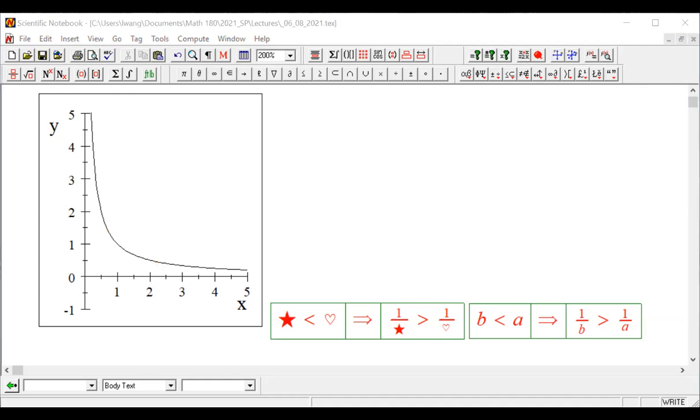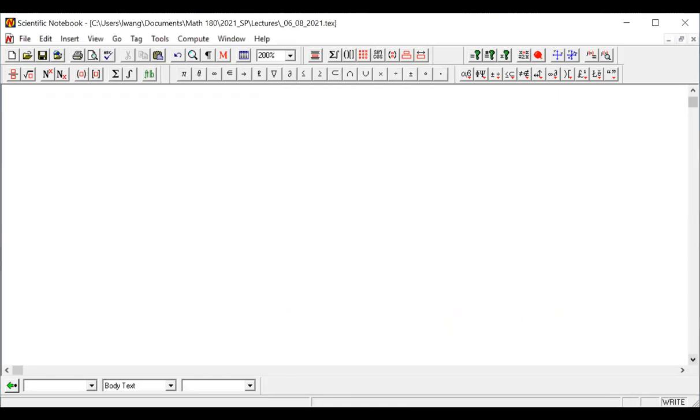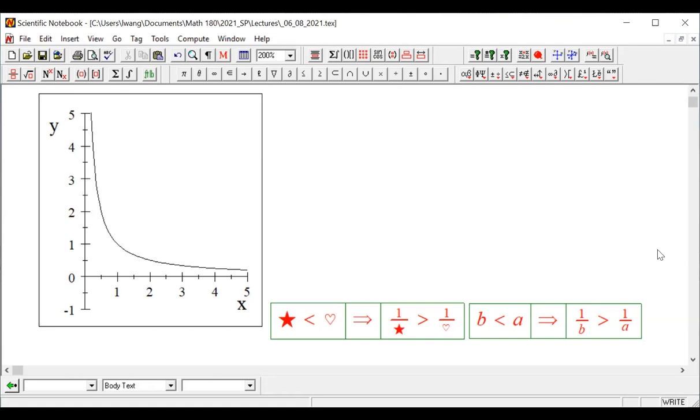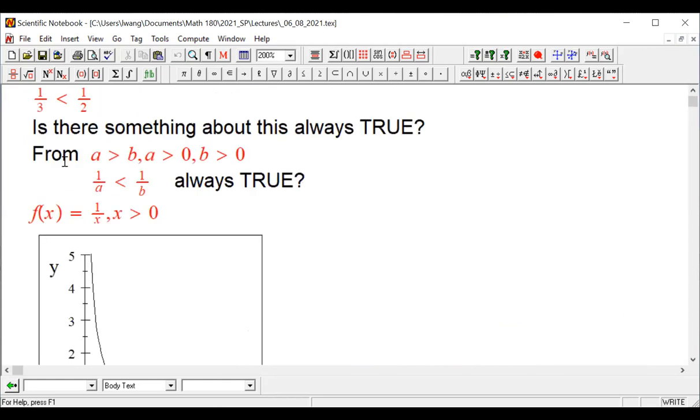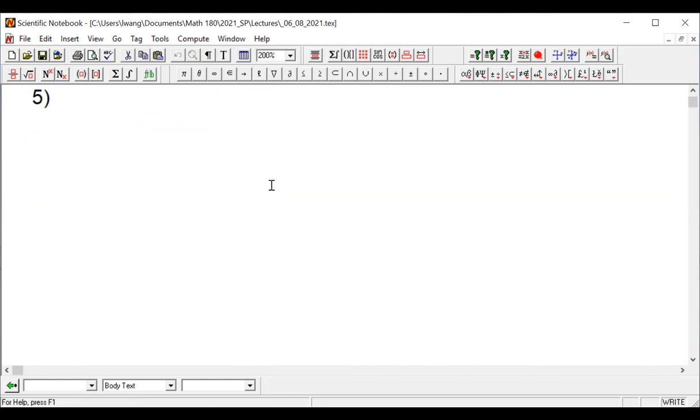All right, so that's number 4. Number 5 is true, it's just powered by 3. Then you may be asking the question, what if both are negative? That's a very good question to ask. Still under the same circumstances, let's look at number 5. If we power both sides by 3, a to the power 3 is going to be larger than b to the power 3. This is always true. So this is true.